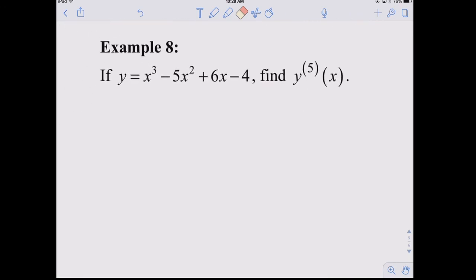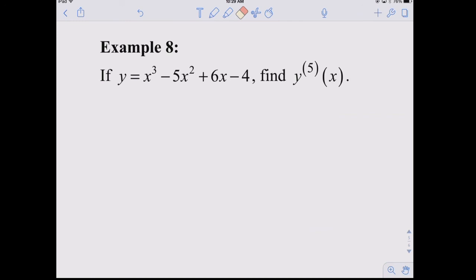In example 8, y equals that cubic polynomial. I want you to find that. What the heck is y 5 of x? The fifth derivative. Okay. Do you think there's a way to go straight from y to the fifth derivative? Yes. There is, to go straight from y to the fifth derivative.